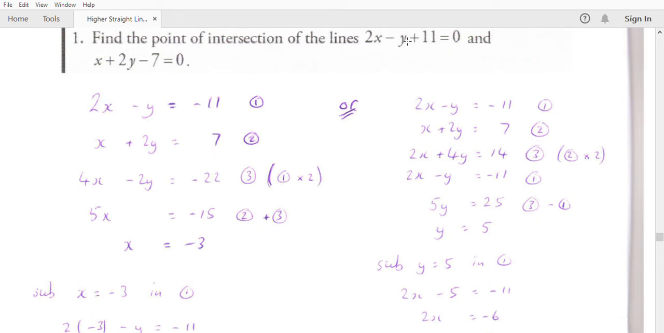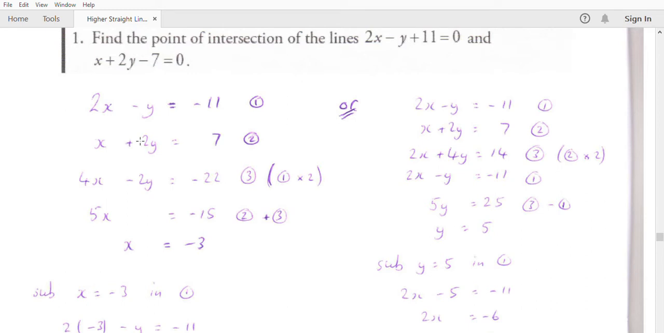So 2x minus y plus 11 equals 0. So I've just rewritten it as 2x minus y equals negative 11. X plus 2y equals 7. So equation 1 and equation 2. So I have decided to double the top equation to give me equation 2 and equation 3 here. So I have x plus 2y equals 7. 4x minus 2y equals negative 22.